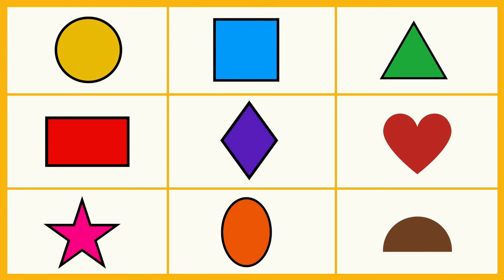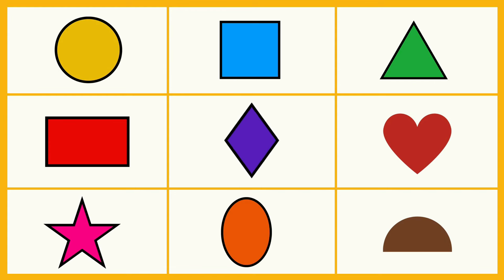Circle, square, triangle, rectangle, diamond, heart, star, oval, semicircle. Now let's see if you can do it on your own.